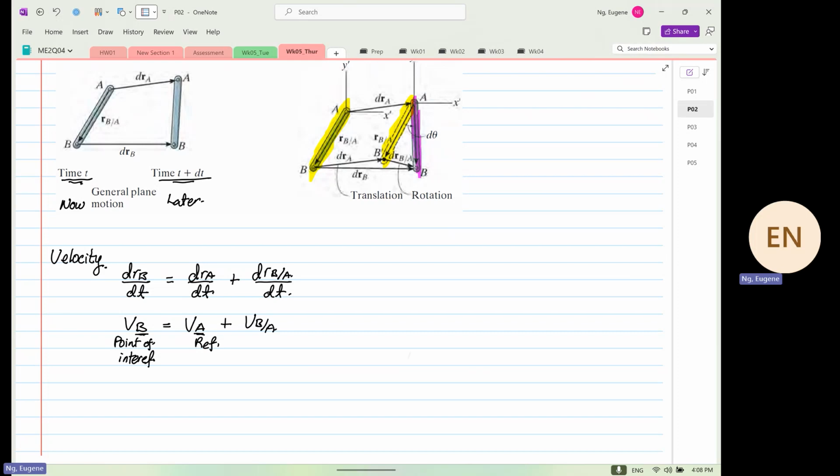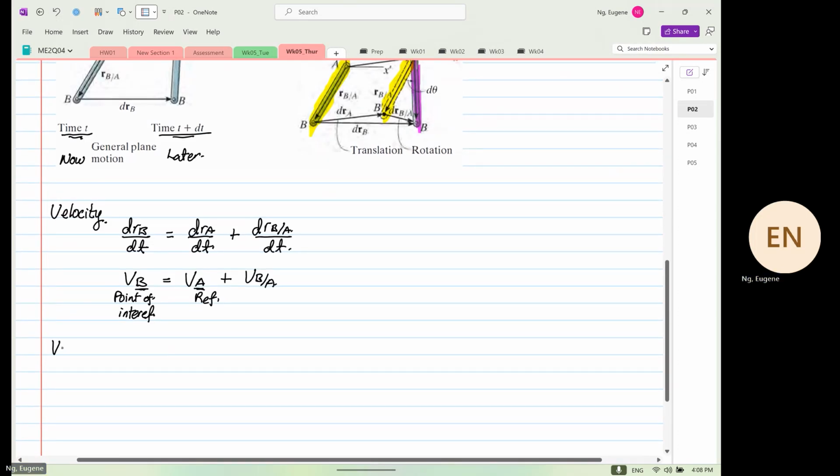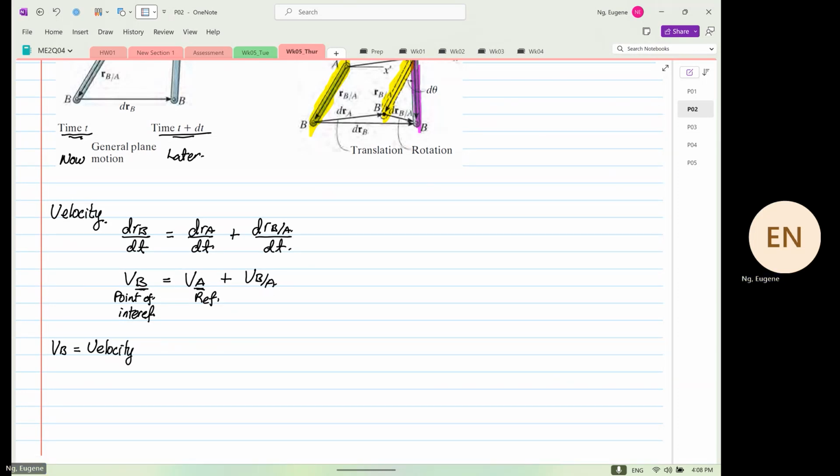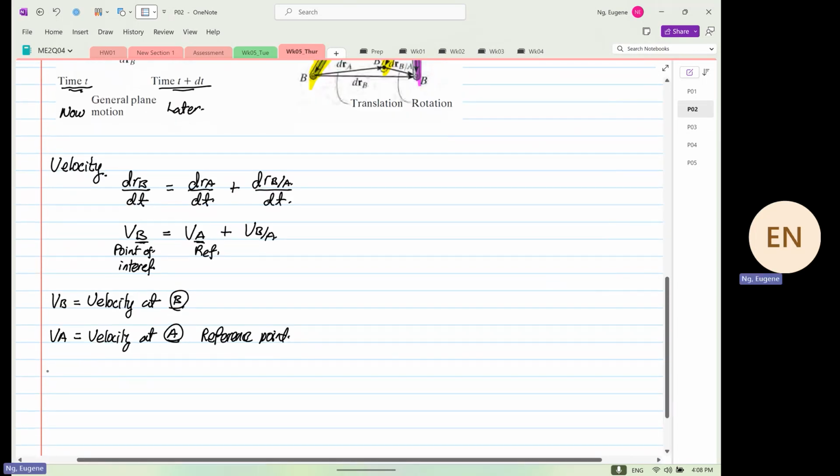Okay, so let me define. So VB is going to be the velocity at point B. VA is the velocity at point A, and point A is known as your reference point. All of a sudden cannot spell reference. And lastly, VBA.